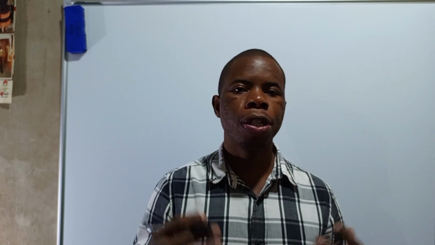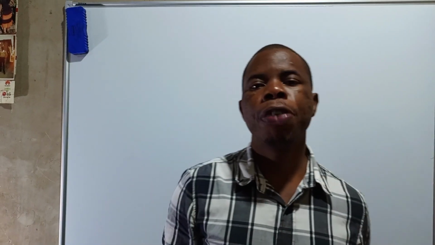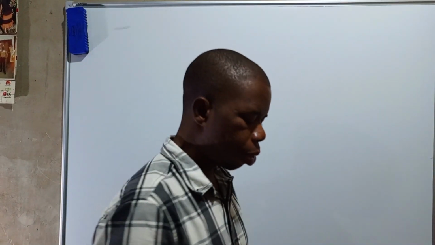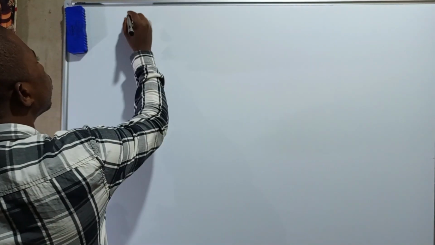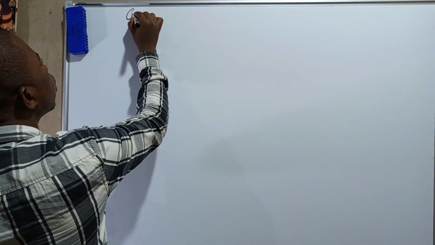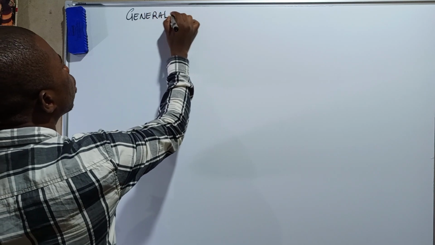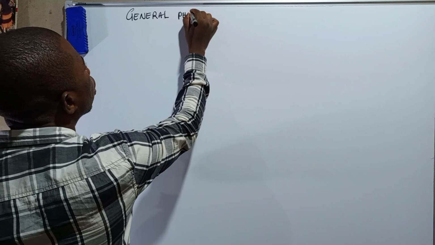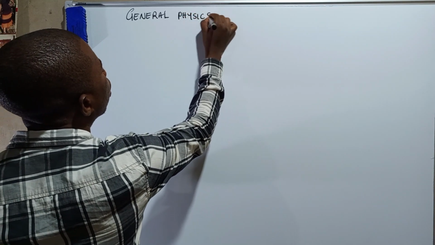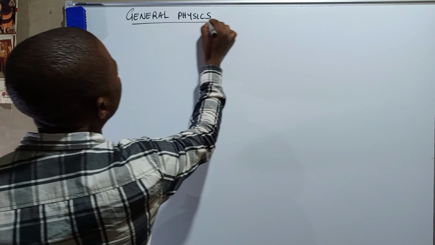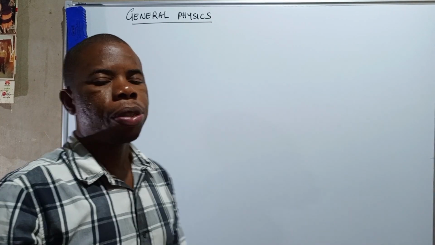All right. So the first topic in the Zambian syllabus physics is known as general physics. So we are going to look at general physics. This is the first topic, general physics. All right, so that is the topic.